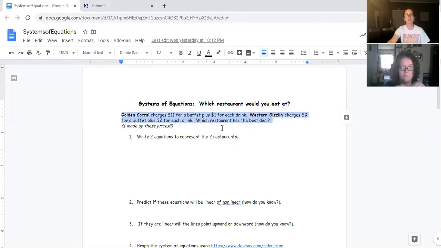You can actually use two different situations of prices or anything with numbers, and build a system of equations. Then you can graph them, see where they cross, see where they're the same, and analyze it from there. I'm just going to walk through this example so that you can see how to pull the information from the problem. The first thing you need to do is write two equations to represent the two restaurants. My first equation will be for Golden Corral.